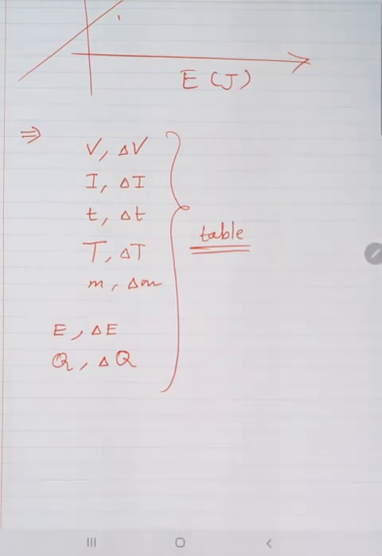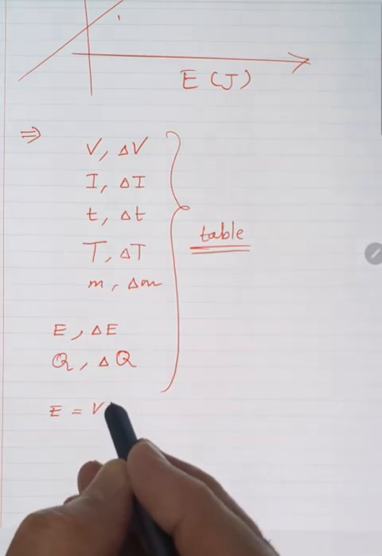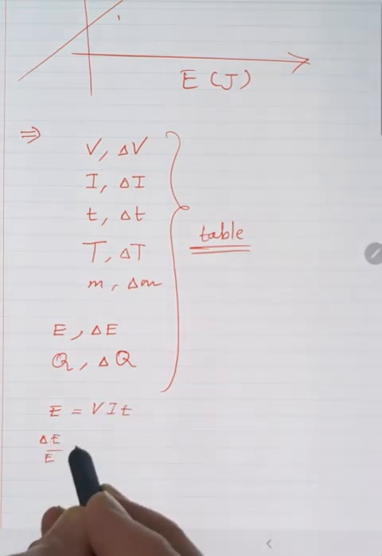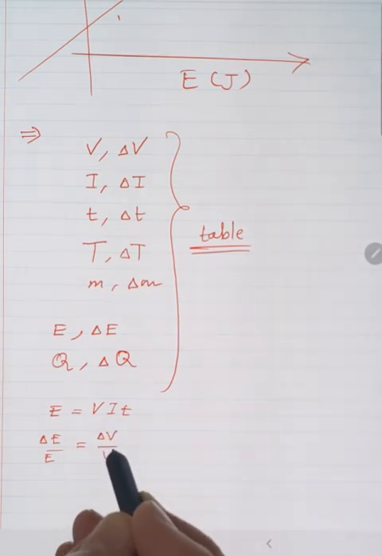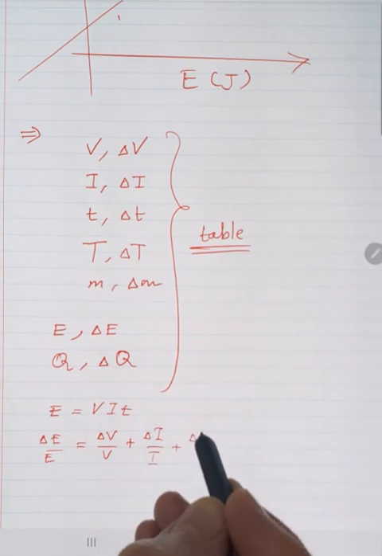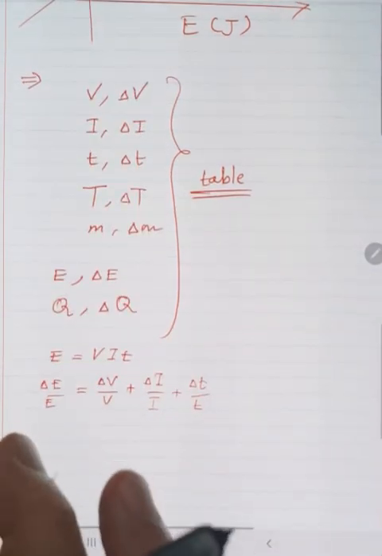And of course, the error calculation is very easy. E is equal to VIt. The error of E over E is equal to the error of V over V plus the error of I over I plus the error of t over t, and so on. And similarly for Q.